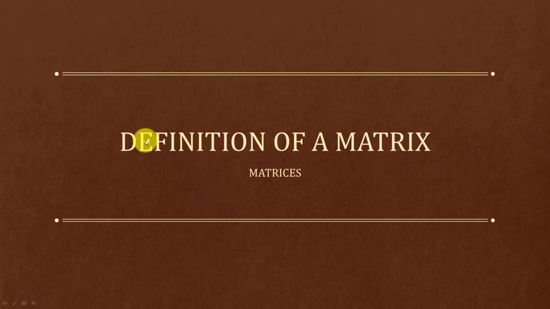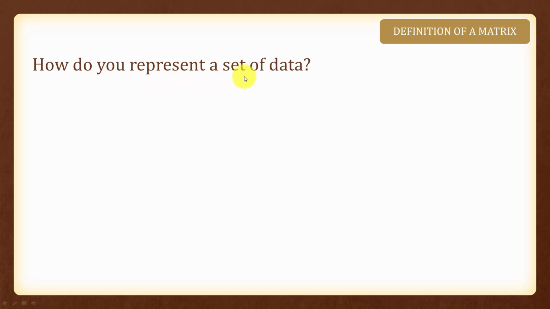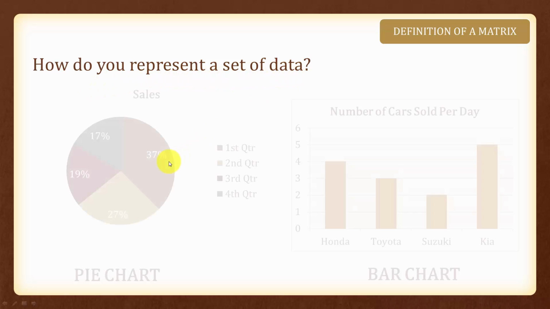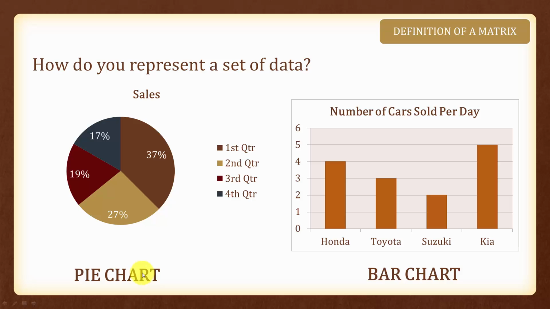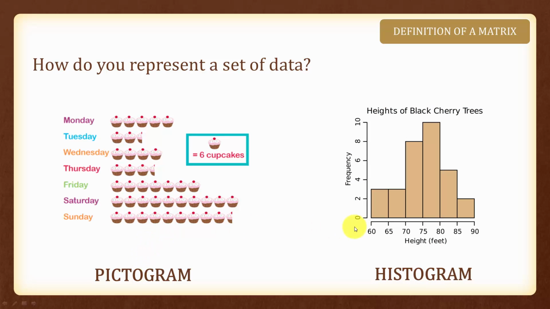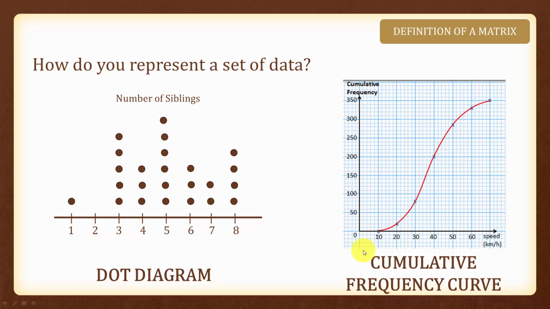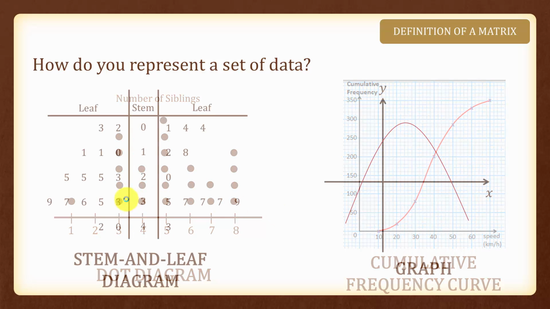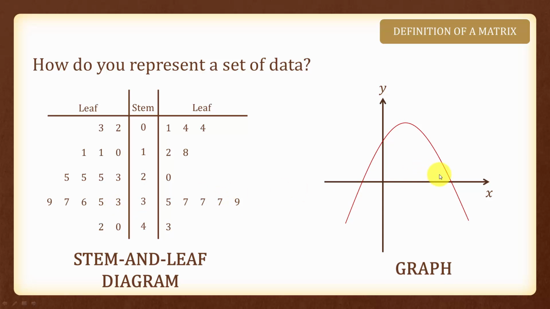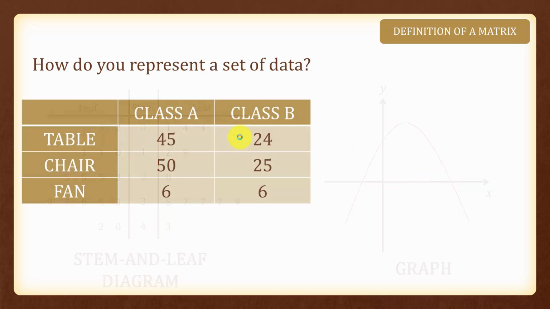In this topic, we are going to learn about the definition of a matrix. How do you represent a set of data? You can represent it using a pie chart or a bar chart, pictogram or histogram, dots diagram or cumulative frequency curves, stem and leaf diagram or graph. And the more common way of representing a set of data is using a table.